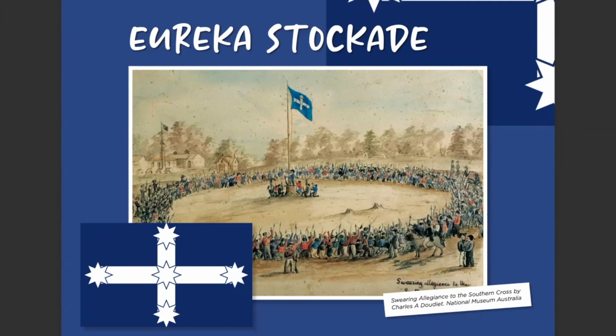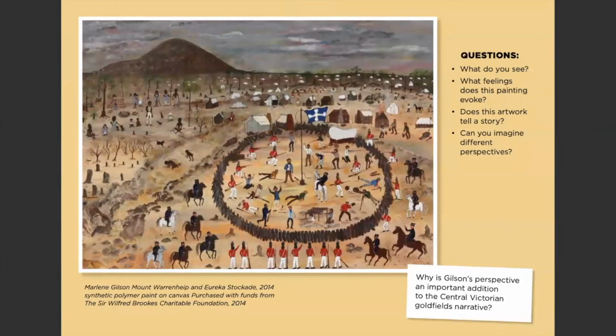So this is showing the European perspectives on the Eureka Stockade, which was significant in the miners getting rights and led to democracy. However, this is the Indigenous perspective, which shows the brutality of the event and is quite stark and harsh and shows some people off in the distance whose voice may not have been heard. And there are some more questions on the side to get the students thinking.